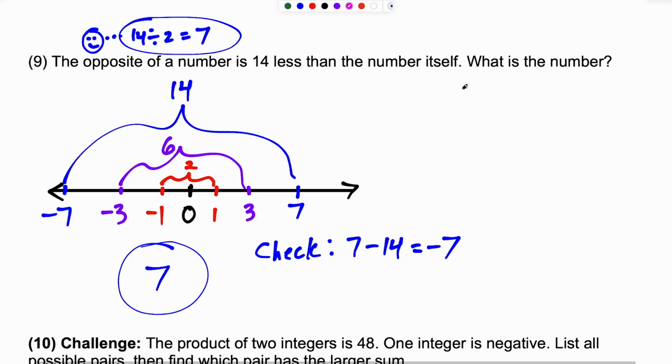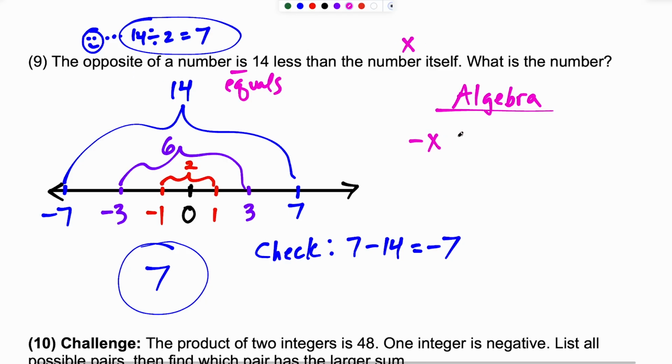Now, for option 2, we could just use algebra. Depending on where you are in your schooling, you may not have learned this technique yet, but this is just an alternate option, to see that instead of breaking this down conceptually with the number line, you could just set up an equation and solve. So here in math, the word is means equals. So if I say the opposite of a number, so let's say the number itself is x. The opposite of x would be negative x.